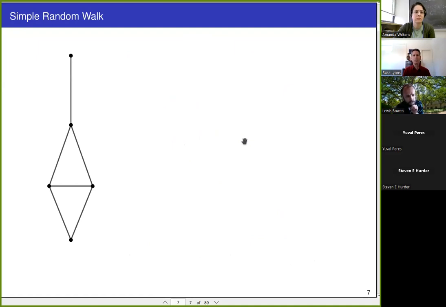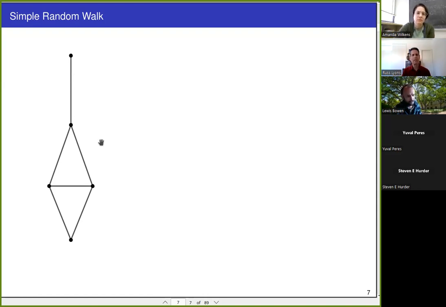Now, I want to talk about simple random walk. First, let me just mention what happens on a finite graph. Simple random walk means that from any vertex, you choose any one of its neighbors with equal probability and repeat independently forever.